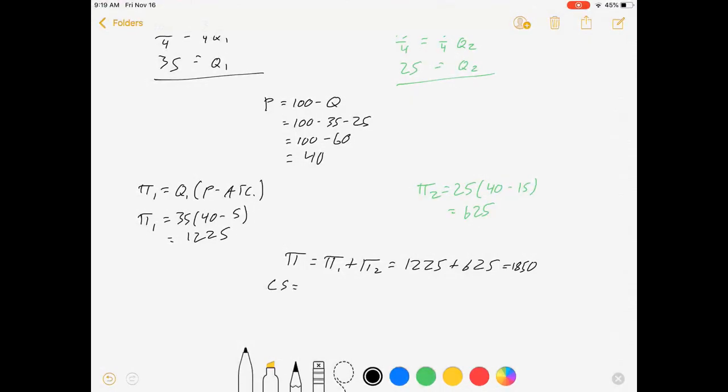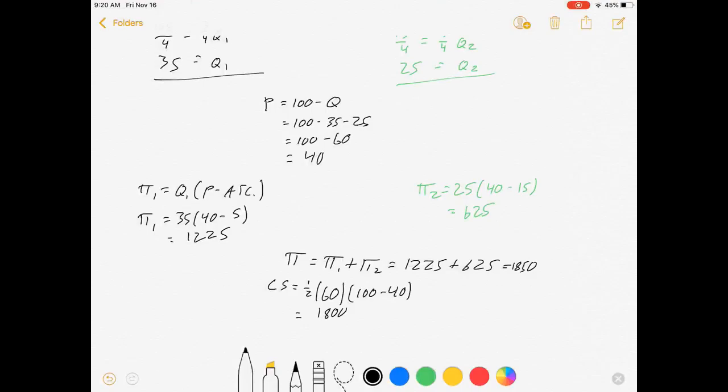The choke price is 100 and the quantity is 60. Half times base of a triangle times height: half times 60 times 100 minus 40 is 1800.